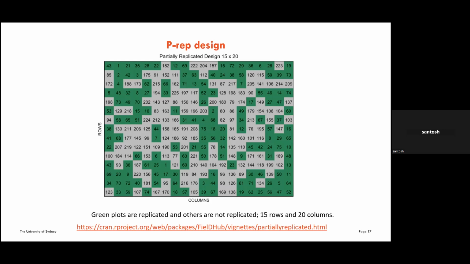Here, this is just an example. I just copied it from the website. Here is the link. What it is showing is that the green plots are replicated. Here about 25% of plots are replicated and the others are not replicated.